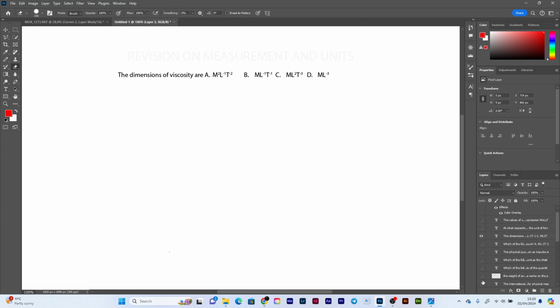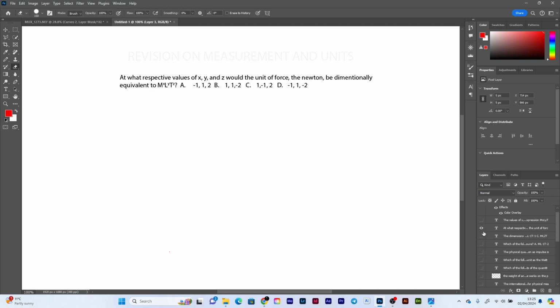All right. So the next question here is going to be this. At what respective values of X, Y, and Z will the units of force, the Newton, be dimensionally equivalent to this? Of course, I've done the derivation before, right? So let me just skip time. So this will be M L t raised to power minus 2. This is the dimension for force, right? So let's compare it with this.